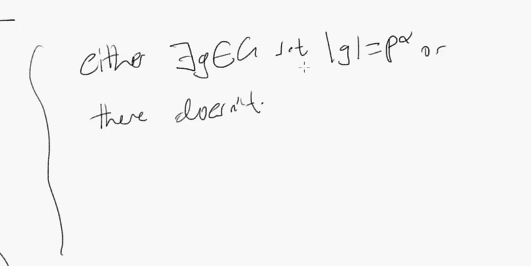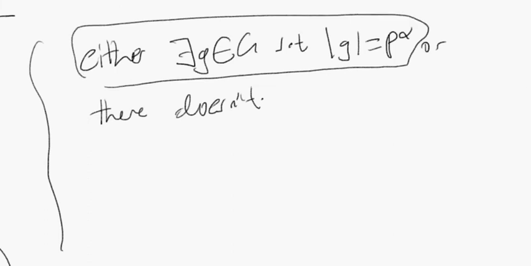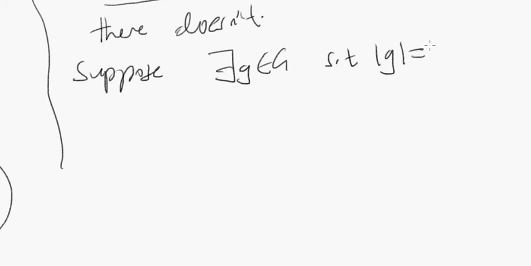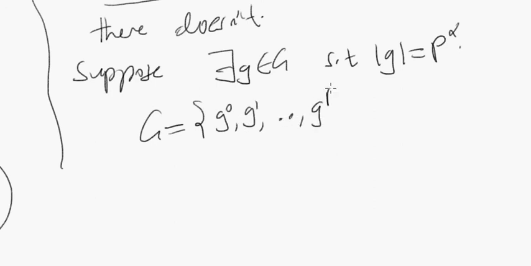Okay, let's start with the first. Suppose that there is an element of order p to the alpha. At least what can we conclude from there? Suppose there exists little g in G such that the order of g equals p to the alpha. If this is true, what can we conclude? Can we say that G is cyclic, that G can be written as g to the 0, g to the 1, all the way up to g to the p to the alpha minus 1?